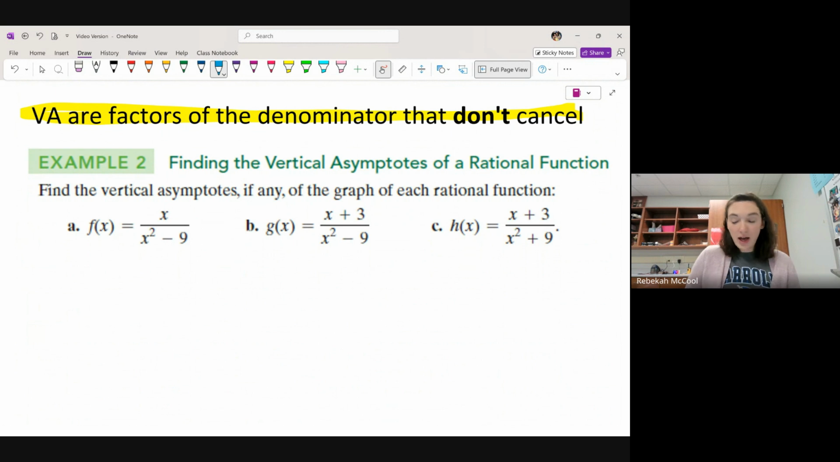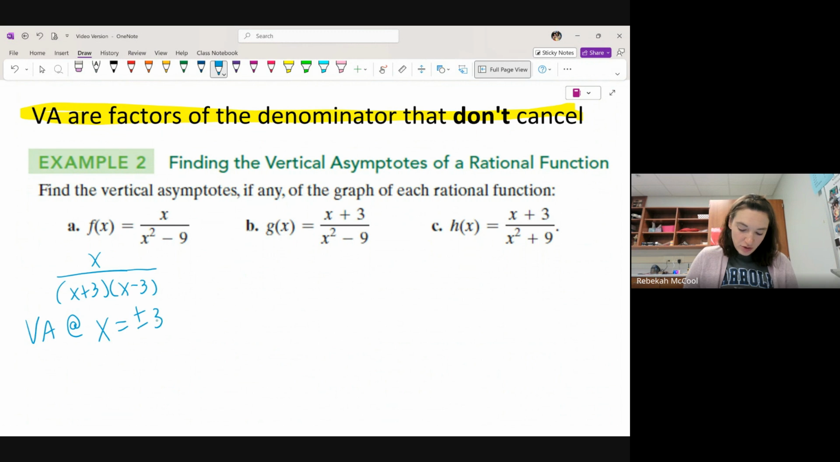Now in A, we've got x over x squared minus 9. Our numerator doesn't factor, but our denominator is a difference of squares, so we can factor it to x plus 3, x minus 3. Since nothing cancels, both parts of our denominator are going to give us vertical asymptotes. So we'll have vertical asymptotes at x equals 3 and x equals negative 3. Because these are lines, you do need to make sure to use the x equals notation. They are vertical lines, so we need to label them as such.